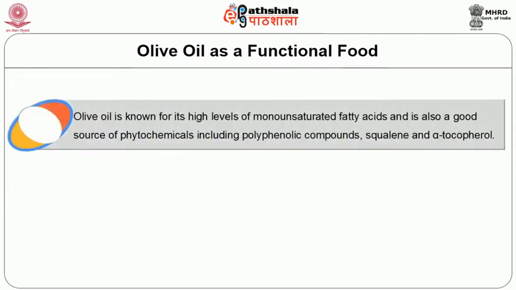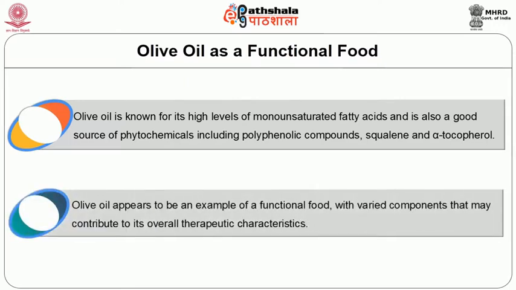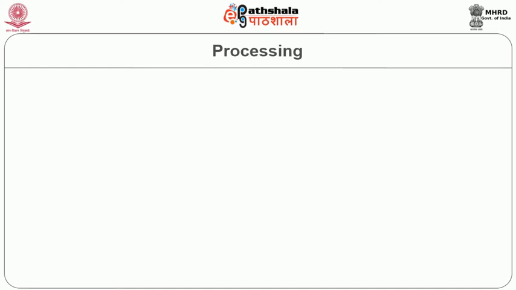Olive oil is known for its high levels of monounsaturated fatty acids and is also a good source of phytochemicals including polyphenolic compounds, squalene, and alpha tocopherol. Olive oil appears to be an example of a functional food with varied components that may contribute to its overall therapeutic characteristics. Before we move on to the therapeutic characteristics, let us first see how olive oil is processed.